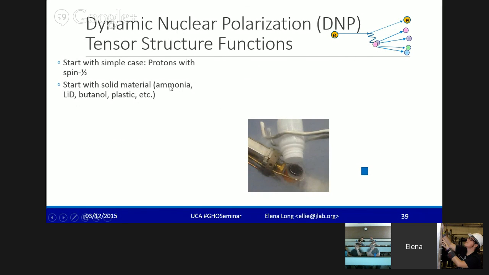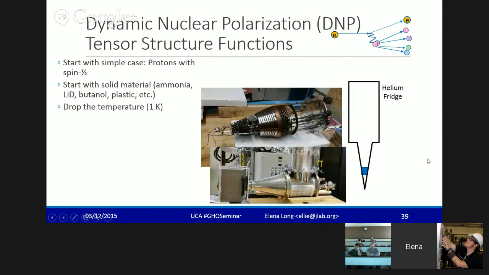We either use frozen ammonia or lithium deuteride or butanol or plastics, some kind of material. This is a picture of deuterated butanol that's frozen in liquid nitrogen, which is why everything looks a bit bubbly. And we'll set that material off to the side. We take that material and put it inside of a helium refrigerator, which drops the temperature down to 1 Kelvin.